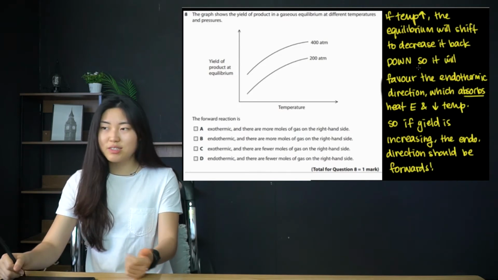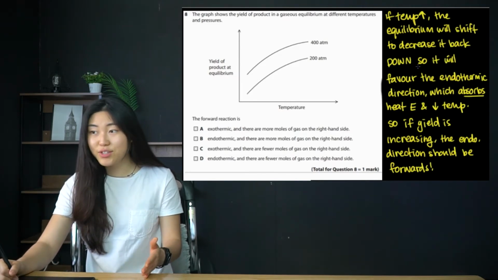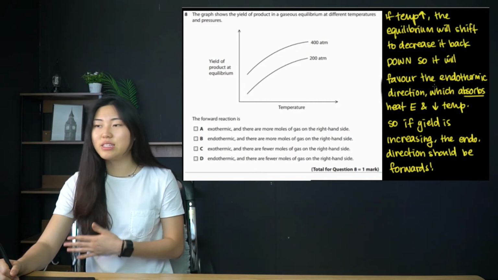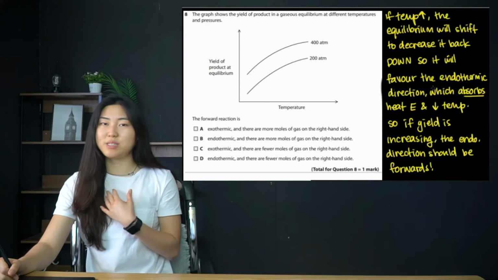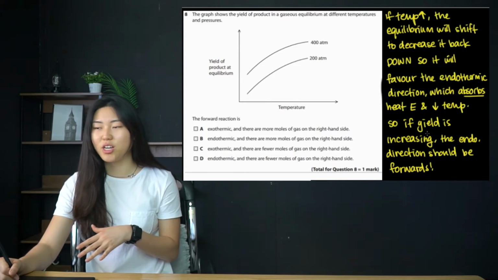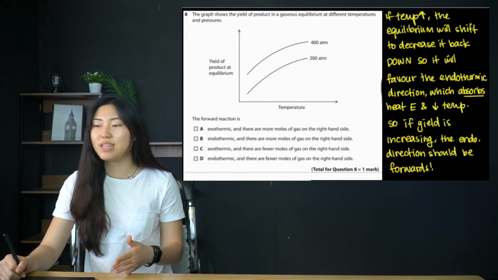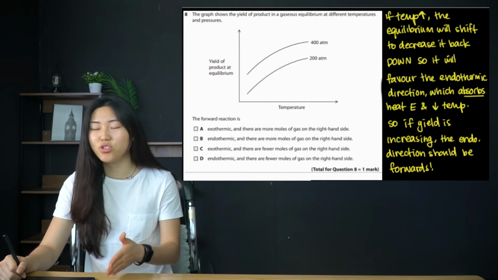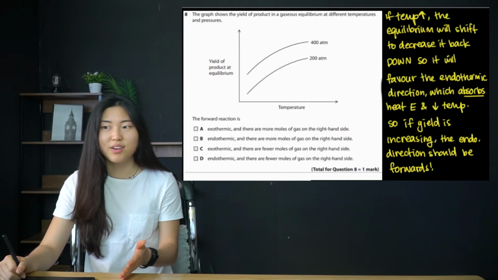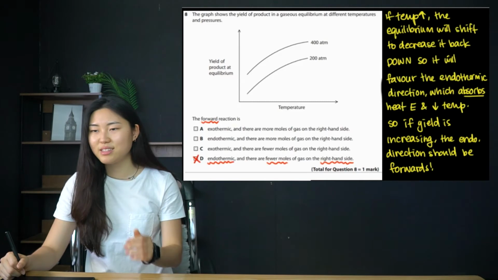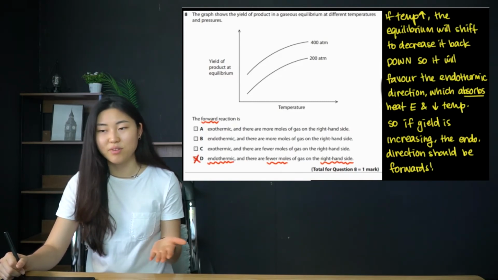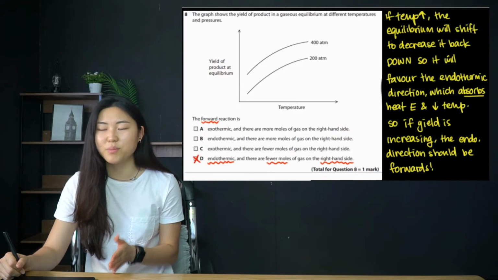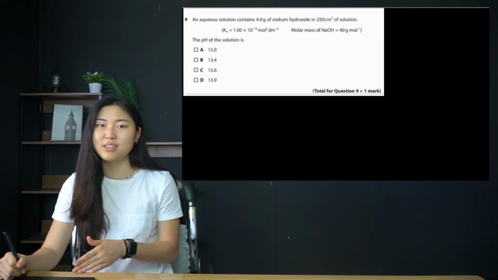And if temperature increases, the equilibrium will shift to decrease it back down, right? So it will favor the endothermic direction, which absorbs heat energy to decrease the temperature. So if the yield is increasing, the endothermic direction should be forwards. Okay, I hope that makes sense. So therefore, D is the answer. Endothermic is the forward reaction, and there are fewer moles of gas on the right-hand side.